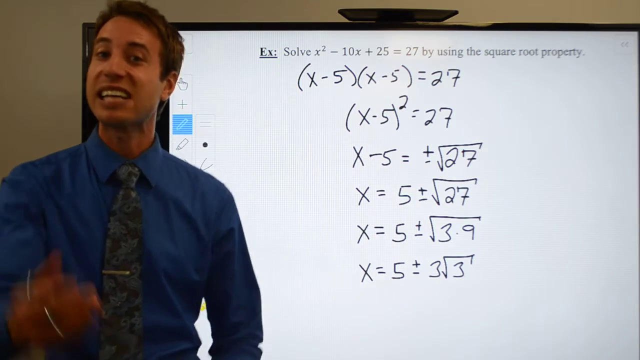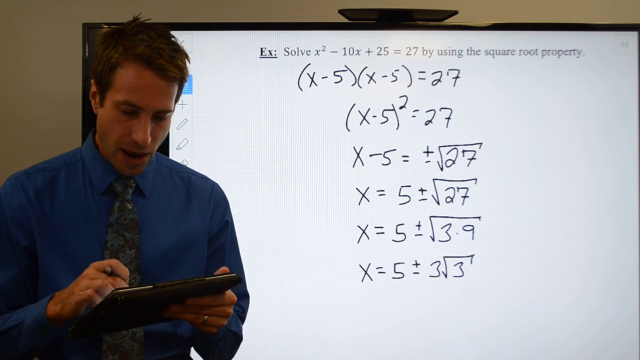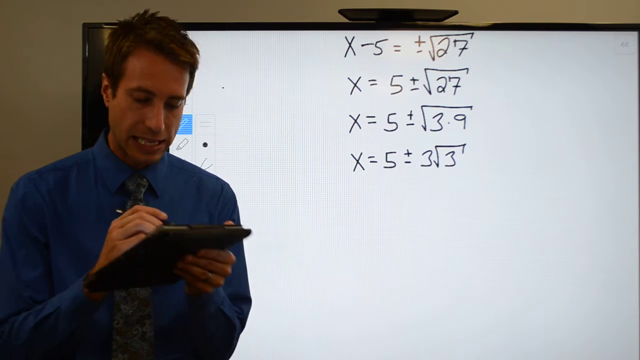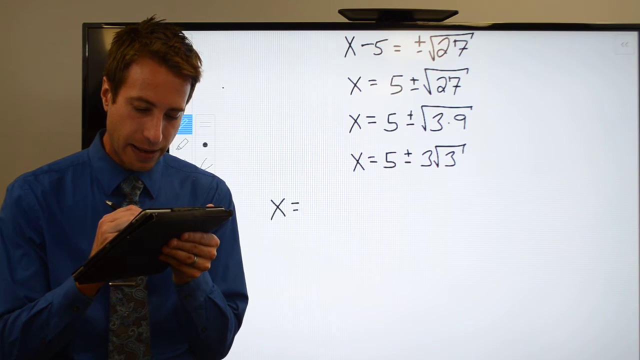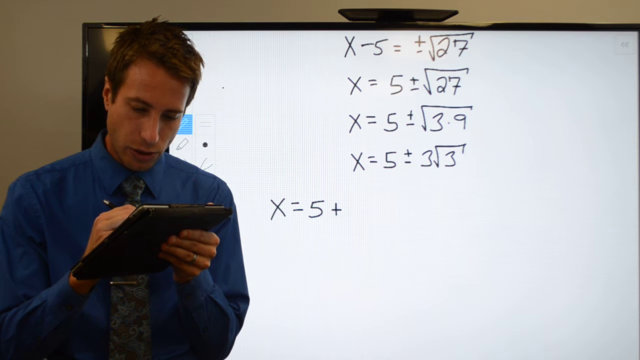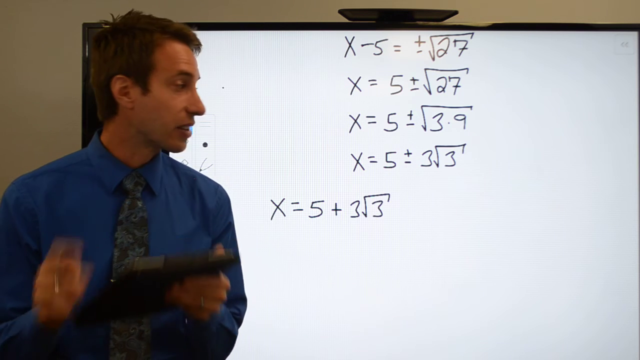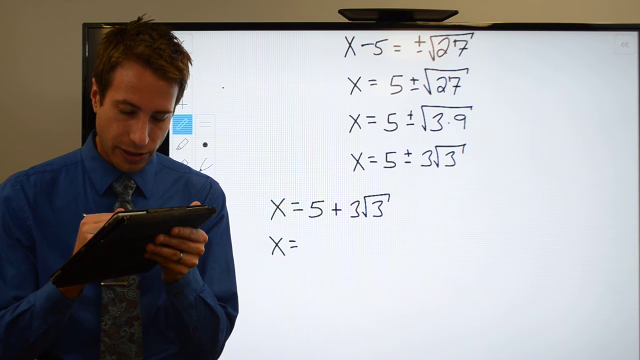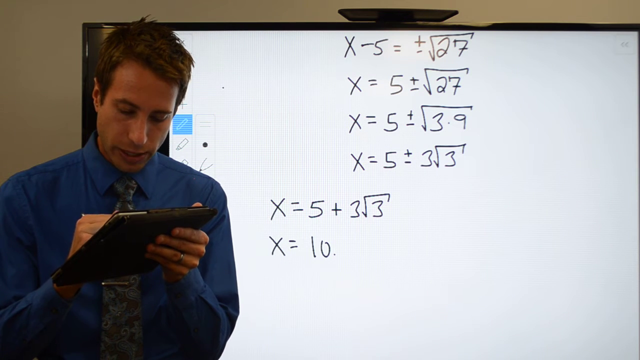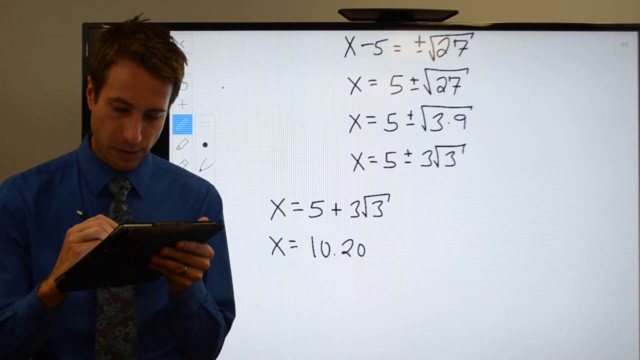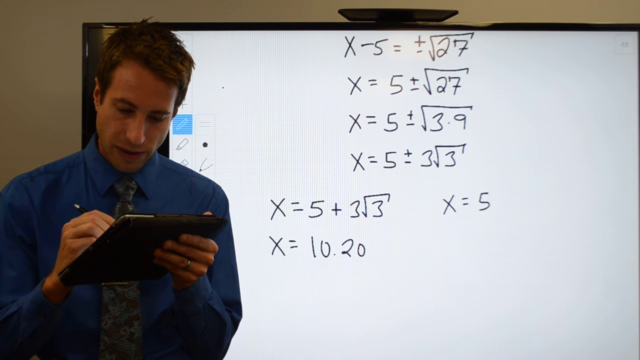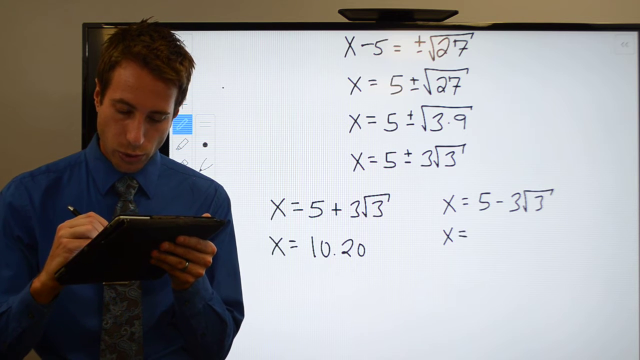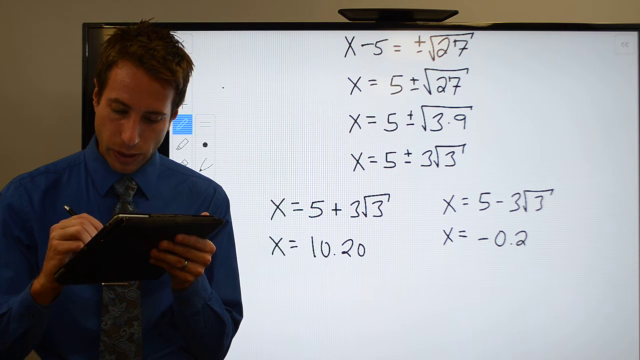And so now in this case, I get 2 solutions. And once again, I have done this for you, where I give you the decimal form, even though I don't really like it. And like I said, on a test or a quiz, I will almost certainly leave it in radical form. But if you were to throw that into your calculator, you would get 10.20, rounding to 2 decimal places, and x equals 5 minus 3 plus the square root of 3, which would be negative 0.20.